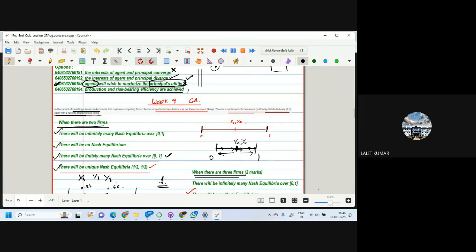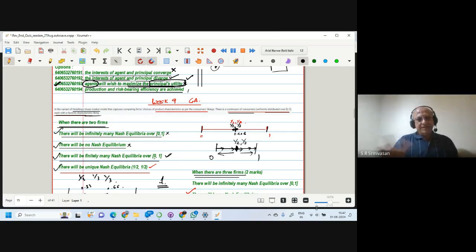When there are two firms, there will be infinitely many Nash equilibria. No. There will be no Nash equilibrium. No, it was covered by the professor in the lecture also, that the equilibrium will happen in the center where the demand will become half. So here it will come to 0.5, 0.5 and both will come there. Is that correct, Shini sir?